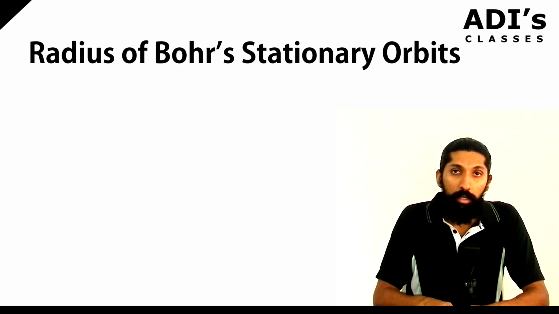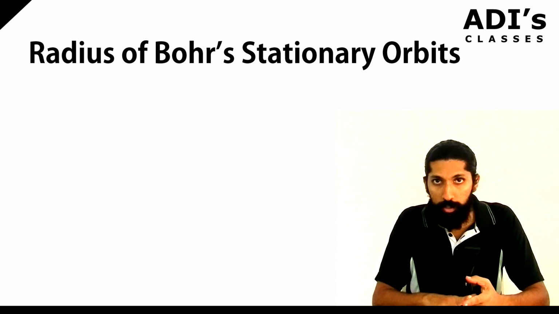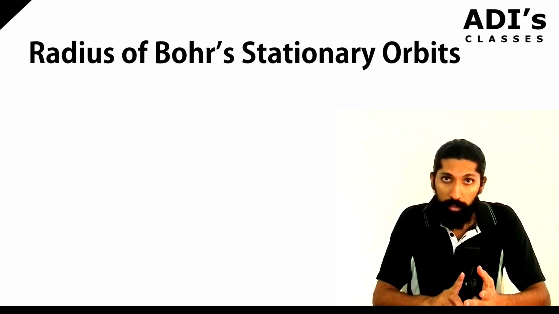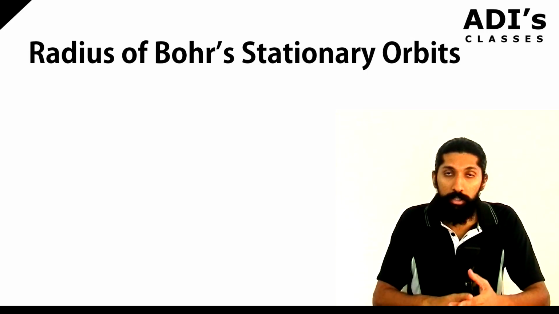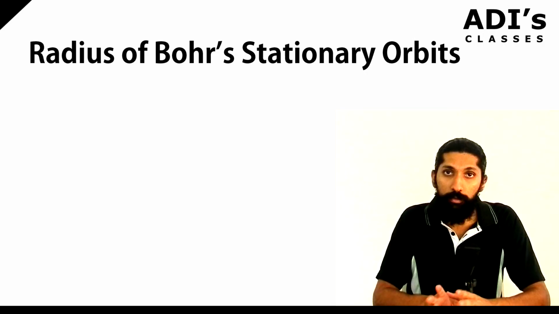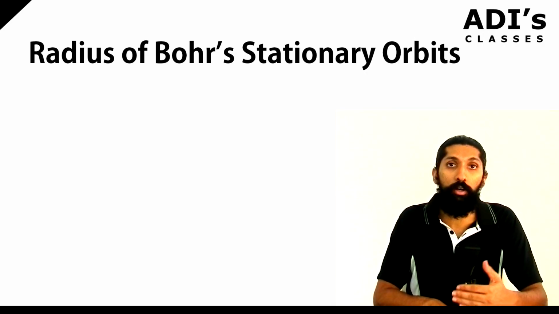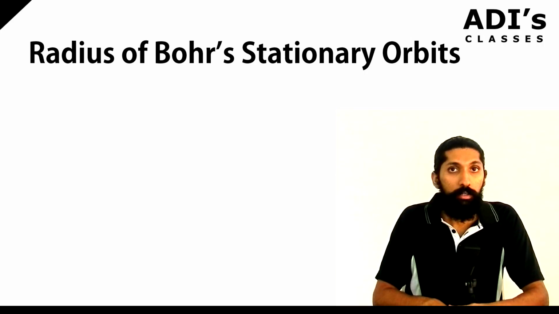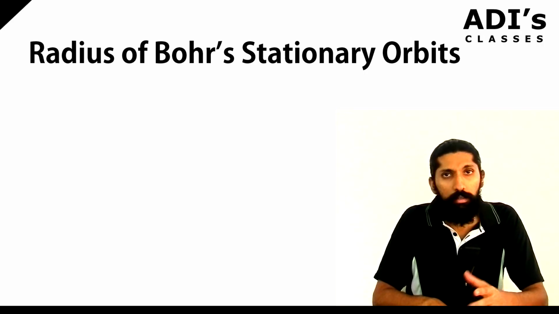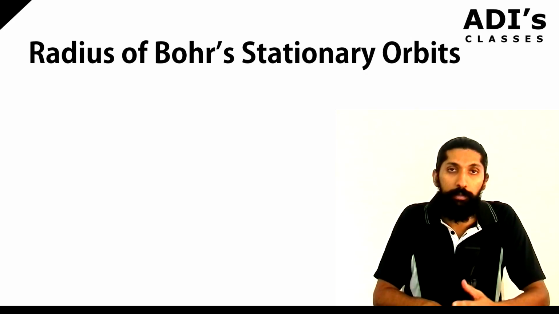Fair enough? We are going to make use of the centripetal force, and then we also have to consider Bohr's second postulate, the quantization part. And also we'll have to consider the electrostatic force of attraction. These are the three concepts we are going to apply to calculate the radius of the nth stationary orbit. Understood? So let's begin the derivation.